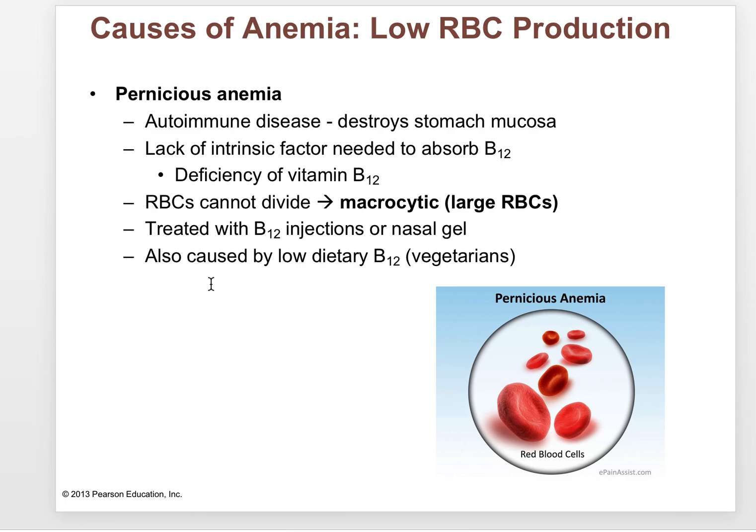There's also a type of anemia called pernicious anemia, which is due to an autoimmune disease that destroys the stomach mucosa. In a normal situation, the stomach secretes a protein called intrinsic factor, which is needed to absorb vitamin B12. Deficiency of vitamin B12 results in anemia. And this is a macrocytic anemia, which is made of large red blood cells. The treatment for this is B12 injections or nasal B12 swabs. It can also be the result of low dietary B12, which is seen in vegetarian diets.